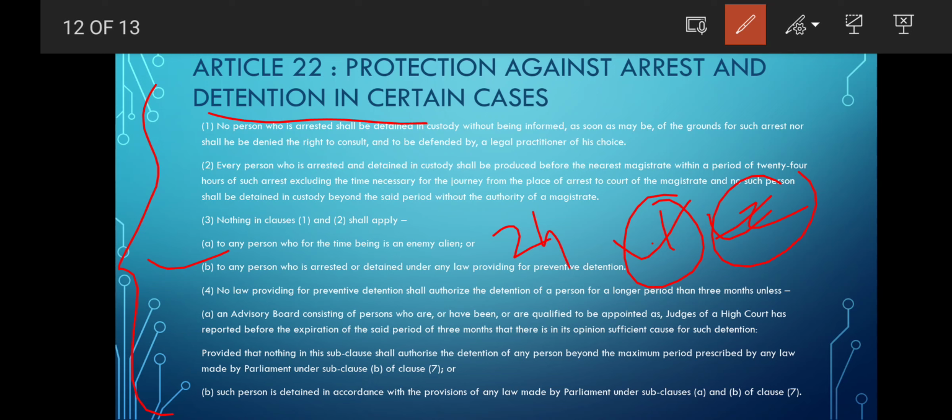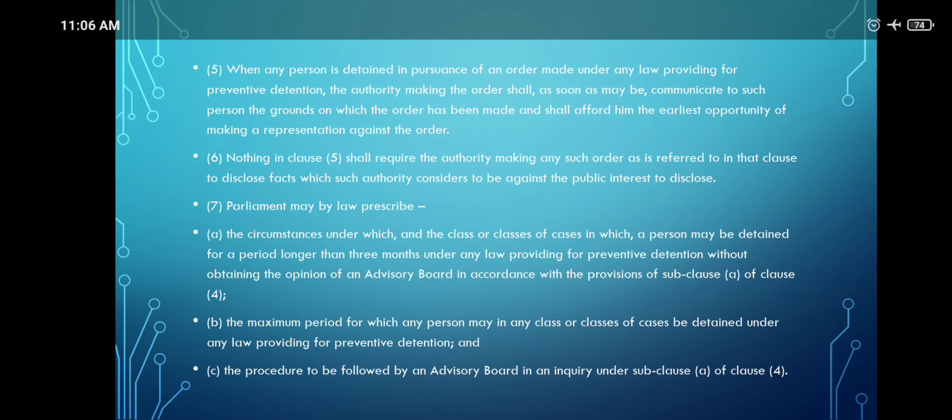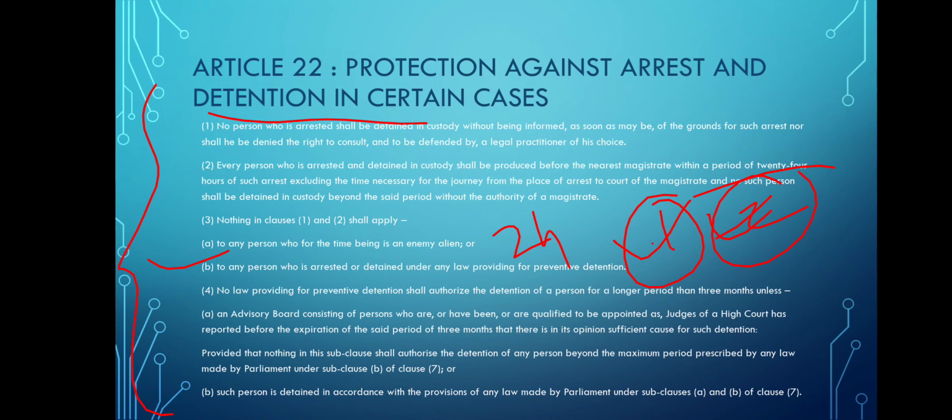Then the second part of Article 22 deals with preventive detention law. Protection under this article is available to both citizens as well as aliens. Detention cannot exceed 3 months unless an advisory board, like judges of the high courts, reports sufficient cause for extended detention. Also, the person should be communicated the grounds of detention by the official, and should be offered an opportunity to make a representation against the detention order. So this, in short, is Article 22, that is protection against arrest and detention.